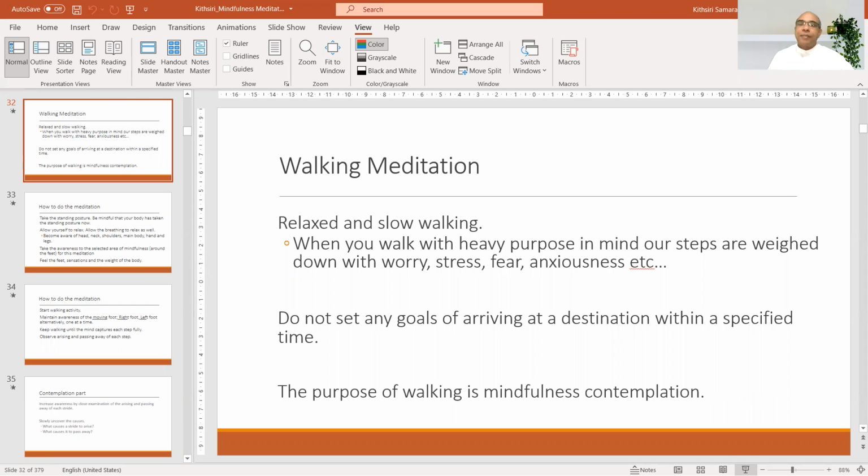Before that, lifting happens due to causes. This placing also happens due to causes. So with certain practice, you will be able to identify the causes for the foot to lift and the causes for the foot to place down.